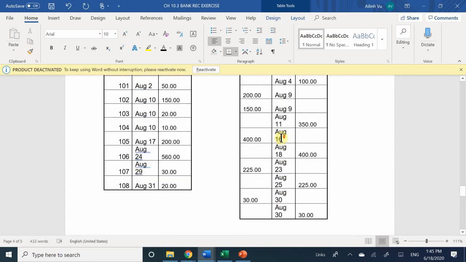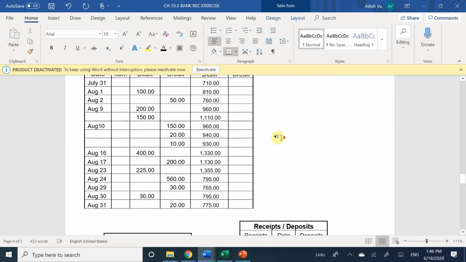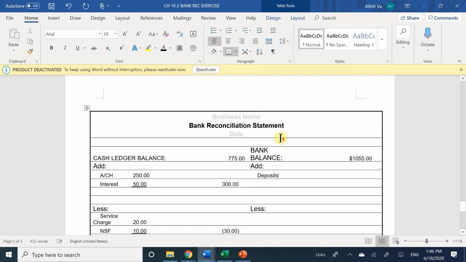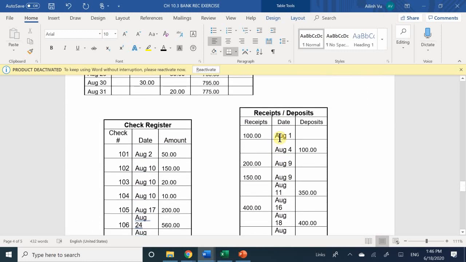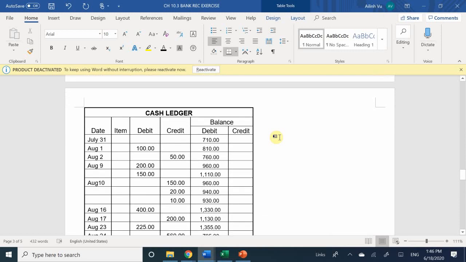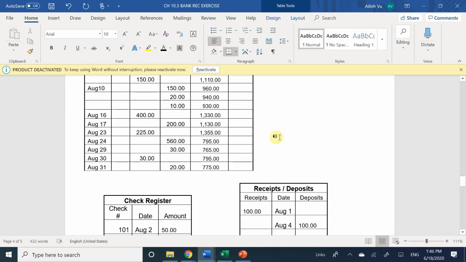Where are you looking at? I'm looking on your cash ledger. The cash ledger? Where are you getting this $100? On August 4th, a deposit for $100. So you're looking at the receipts and deposits, or are you looking at the cash ledger? Oh, check register. Oh, I'm not looking at the cash ledger. Is this the cash ledger that I should be looking at?